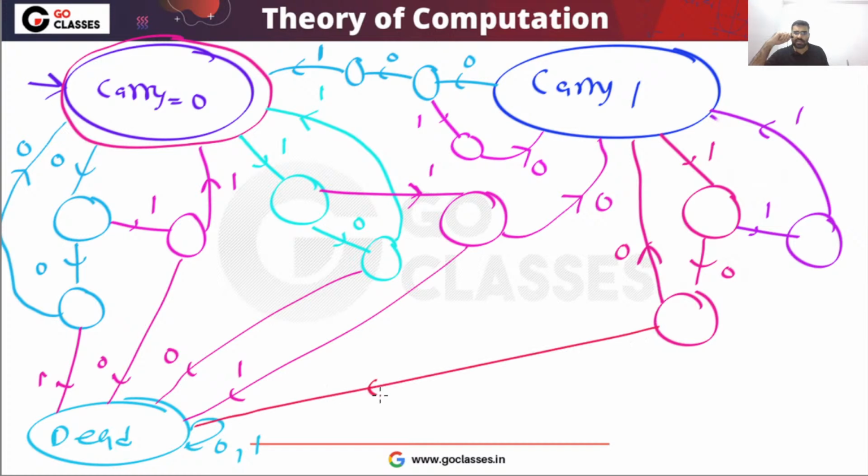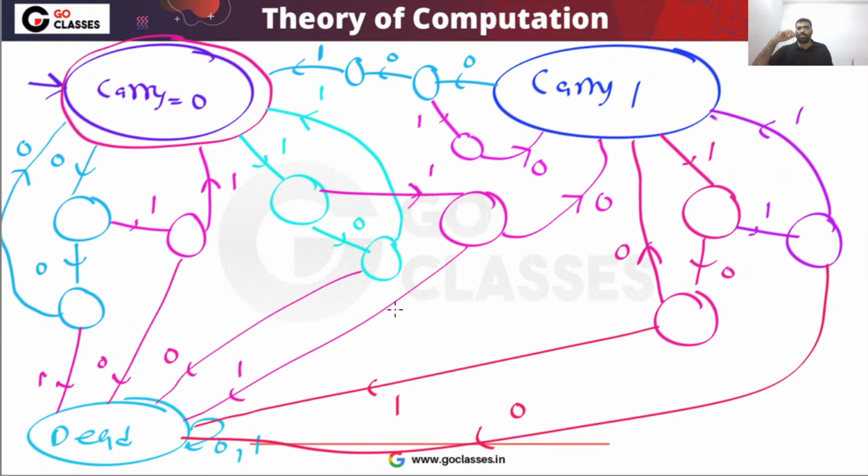Like in this state, if 1 comes, dead state. In this state, if 0 comes, dead state. All the remaining arrows will go to the dead state. So this is the idea. I hope you got it. Let me know, does anyone have any doubt in this?